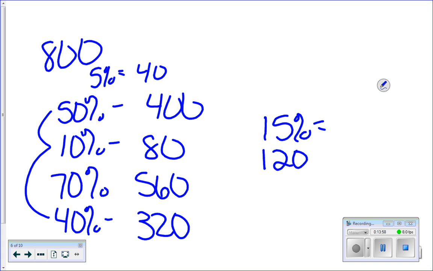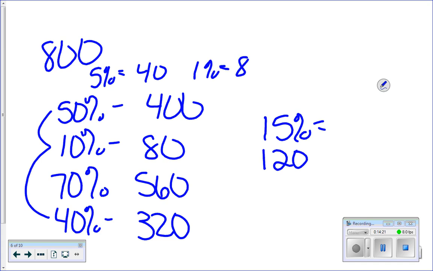5%? I would take my 10%, because what's 10 plus 5? 10 plus 5 is 15, right? So I'm going to take this plus this, and that's going to give me 15%. Yep. 13 or 11, well, that's where your 1% comes in. So let's find 1%. What's 1%?